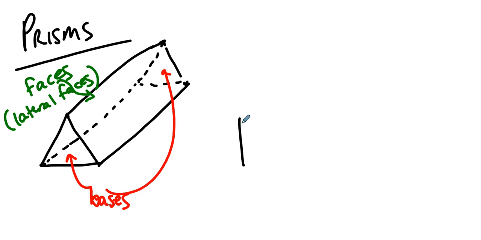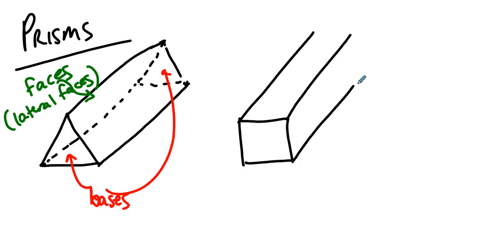So you could have a square here and then all the way to the back, a square in the back, and you got a stick of butter or a long box or something. The squares on either side are the bases. Every other face is a parallelogram.